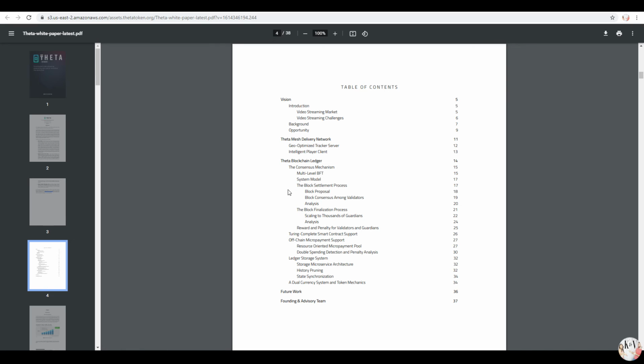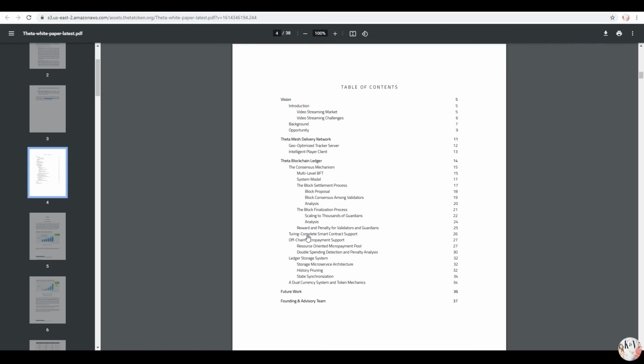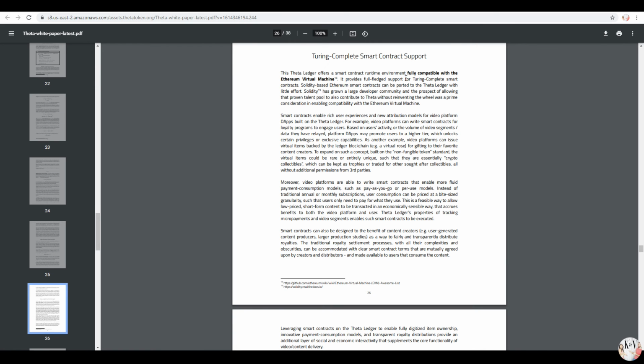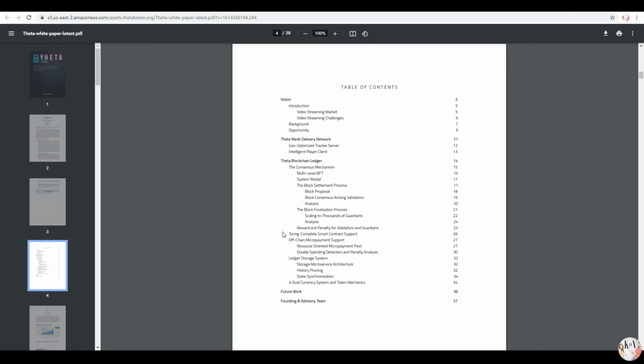So then we come here and continue looking for information that we need to know. Here is something that is appealing. This is telling you that they are fully compatible with the Ethereum virtual machine. This is very good because then the projects that are already in Ethereum will have the freedom to choose if they want to move here, if they see that this blockchain actually is meeting all their needs, and they will have the freedom to move from one blockchain to another.